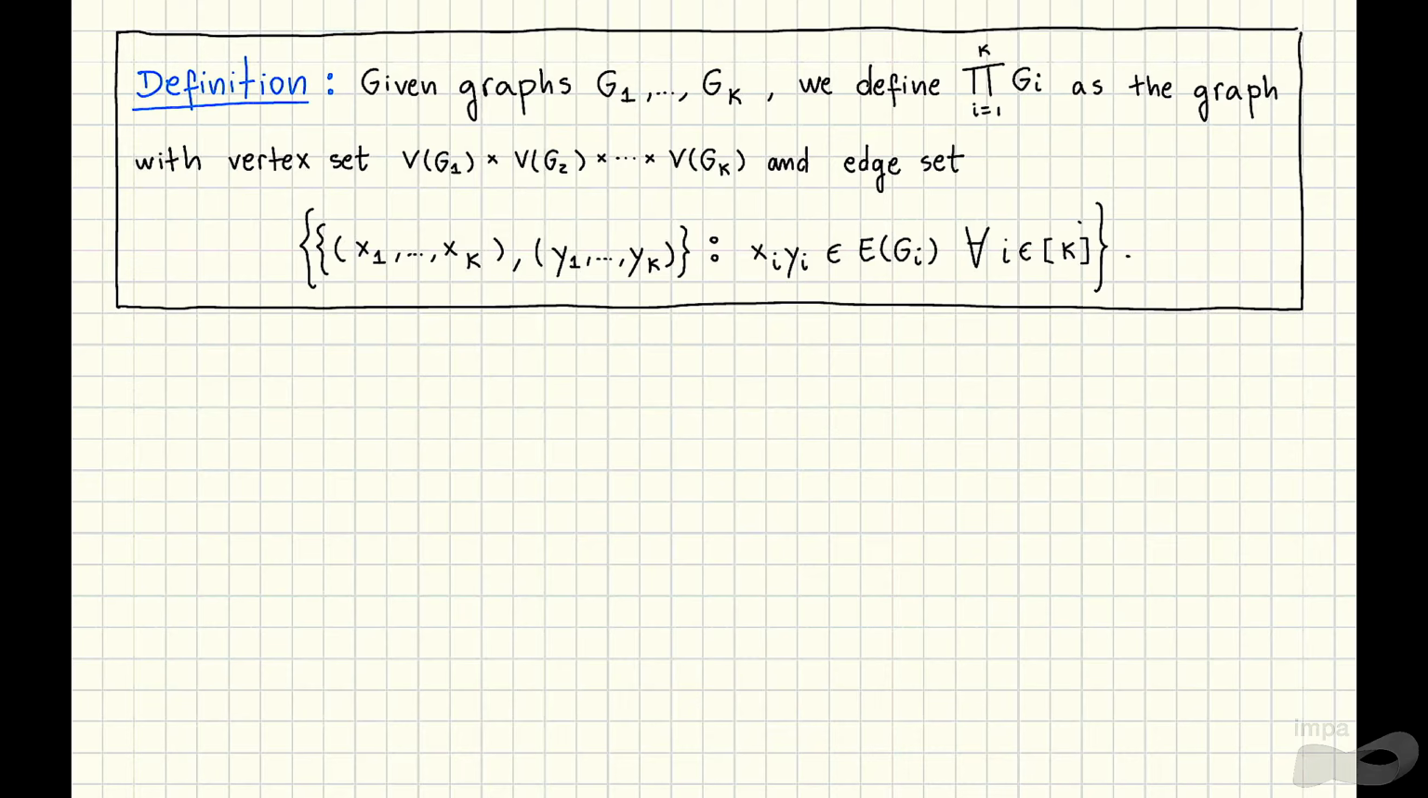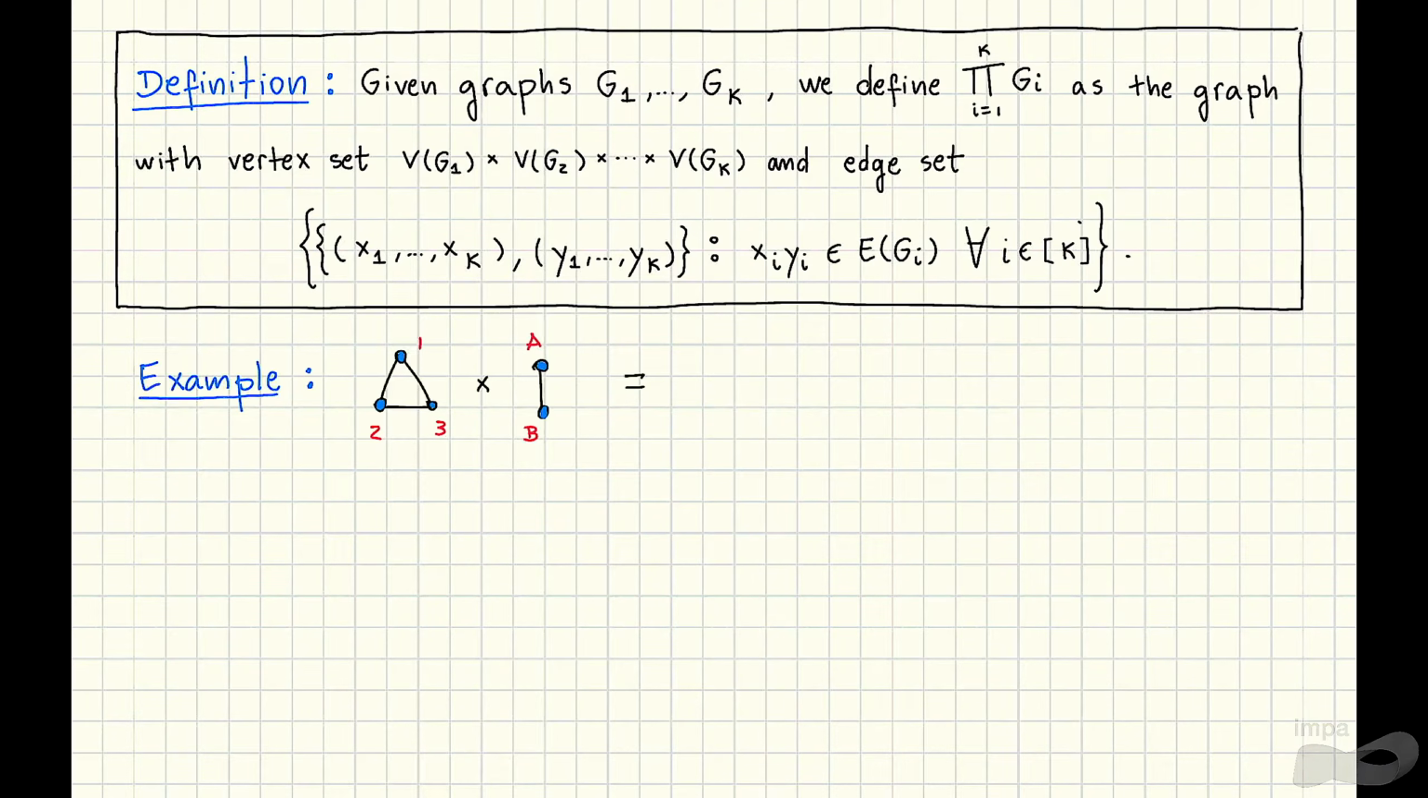So given some sequence of graphs, say G1 up to Gk, we define the product of them as the graph with vertex set given by k-tuples, where the first entry is a vertex of G1, the second entry is a vertex of G2, and until the kth entry, which is a vertex of Gk. And we connect two tuples, x1 up to xk to y1 up to yk, if the corresponding i-th entries form an edge in the Gi graph, right? So you must have xi yi an edge in Gi for every single i from 1 up to k. Is this definition clear?